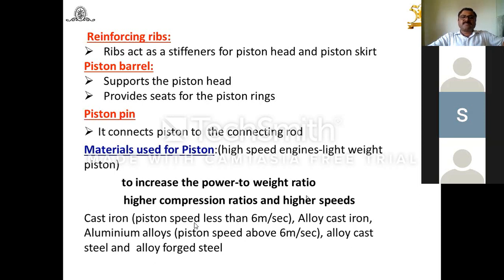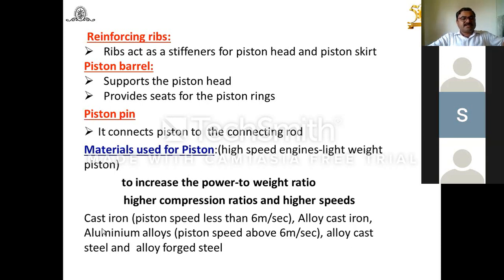But when the piston speed is less than 6 meters per second, cast iron is preferred, and for high speed application, aluminum alloy is preferred when the piston speed is above 6 meters per second. Aluminum alloy has another advantage: its thermal conductivity is 3 times more than cast iron. Also, the density of aluminum alloy is 1/3 of cast iron. That's why in general aluminum alloy is preferred for pistons.